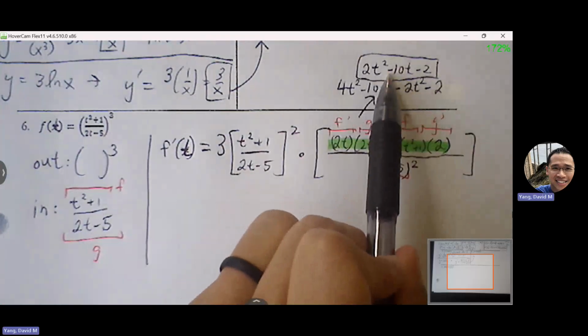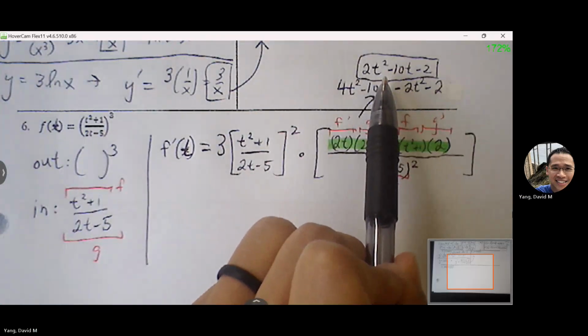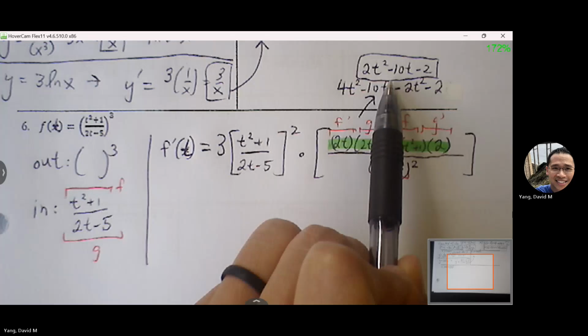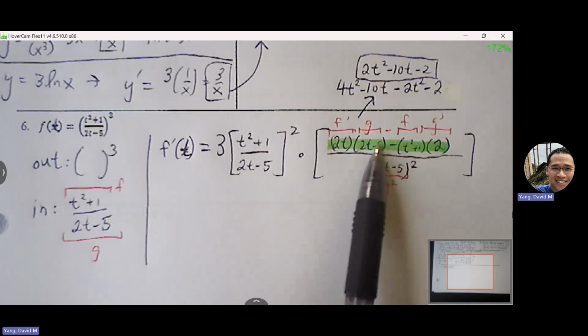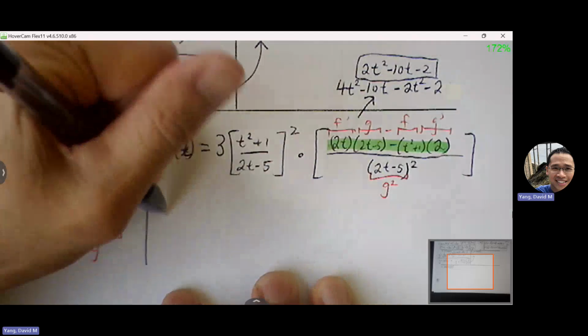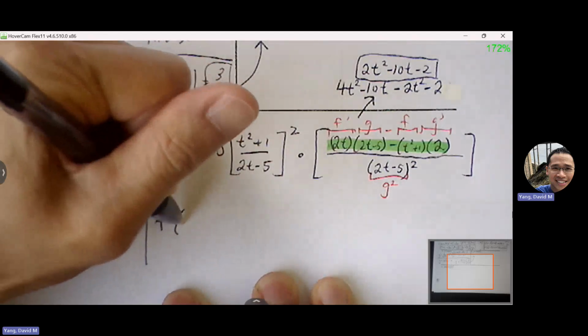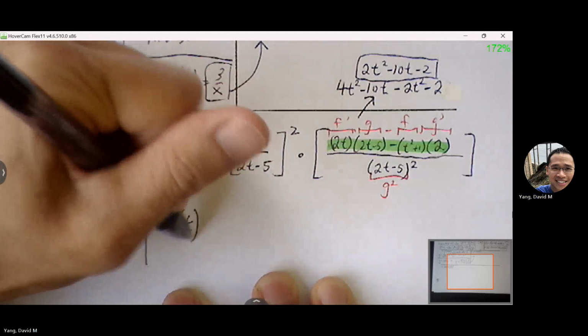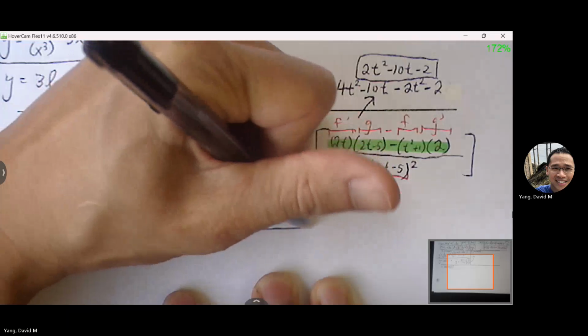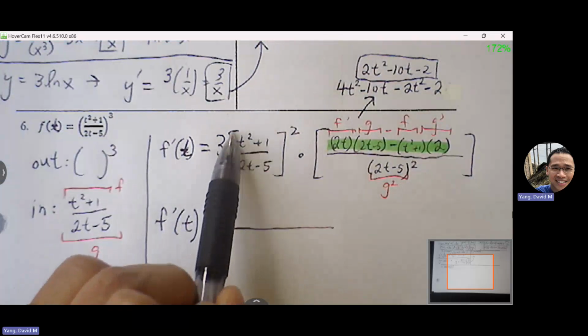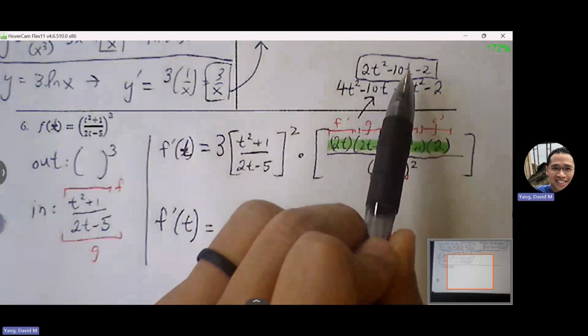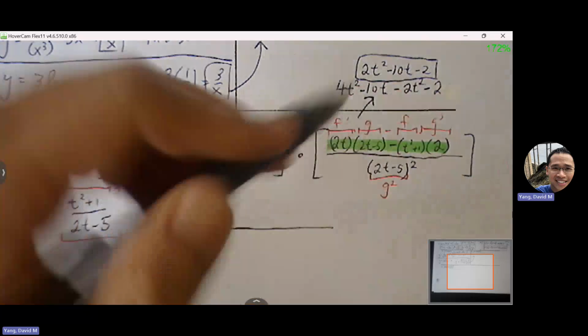So this is my cleaned up version of this expression. So I'm going to try to put it all together under one fraction. So my numerator is going to be the 3, the t squared plus 1 squared, and the 2t squared minus 10t minus 2.